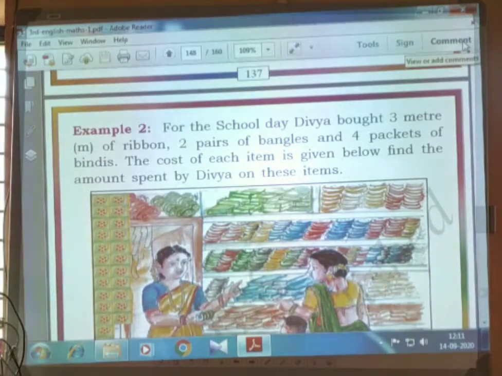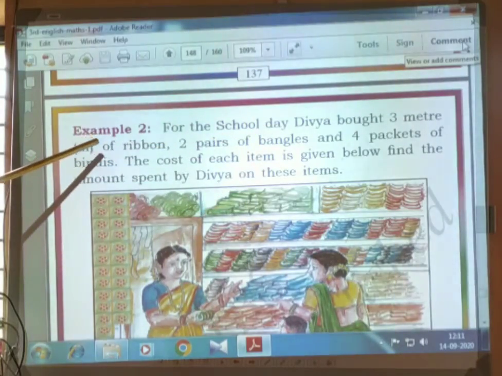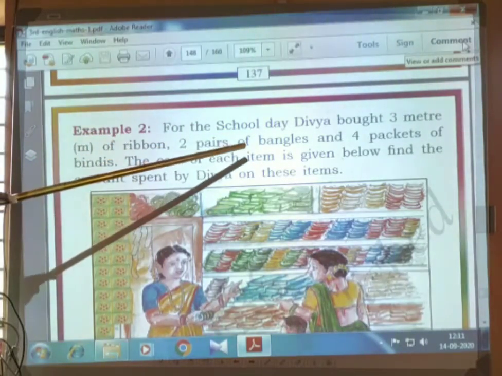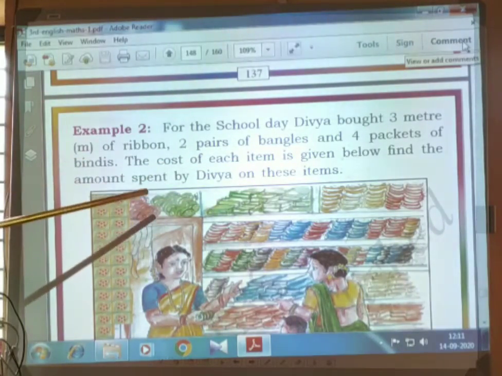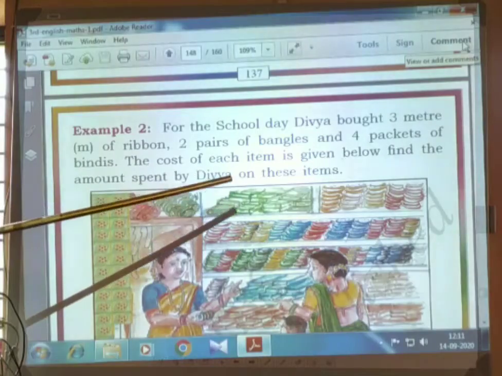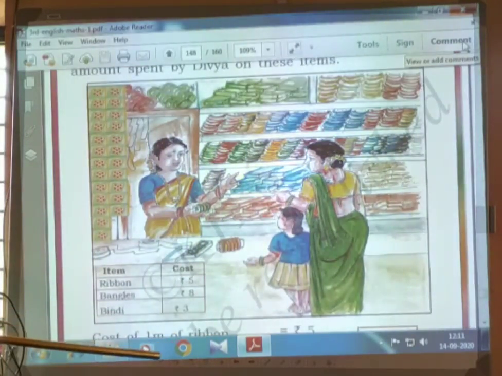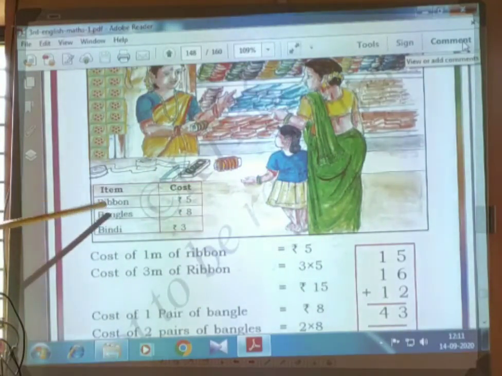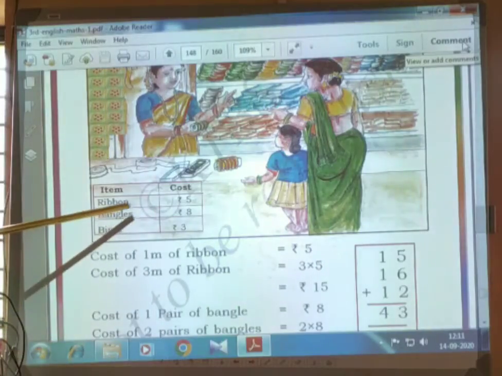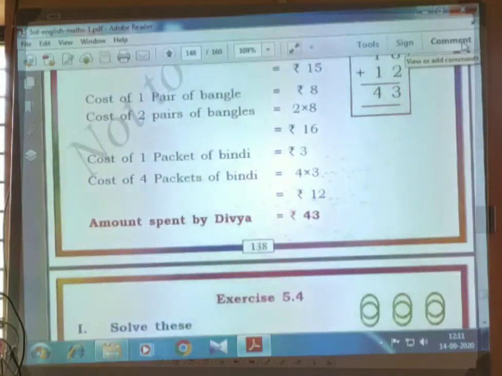Another example. For the school day, Divya bought 3 meters of ribbon, 2 pairs of bangles and 4 packets of bindis. The cost of each item is given below. Find the amount spent by Divya on these items. Okay, you have to solve this example. Ribbon costs 5 rupees, bangles cost 8 rupees, bindi costs 3 rupees. You have to solve it like the previous example.